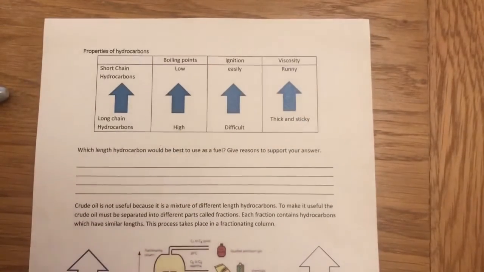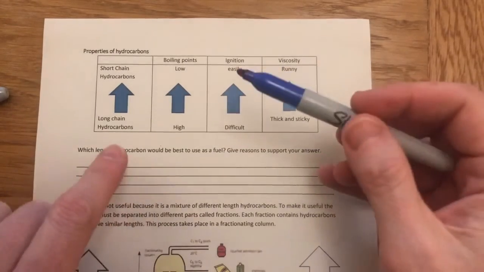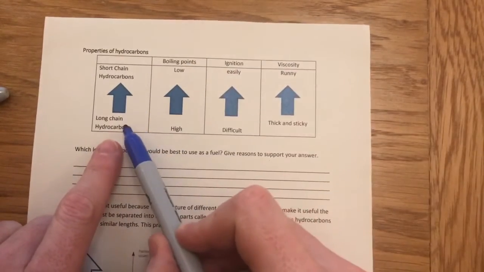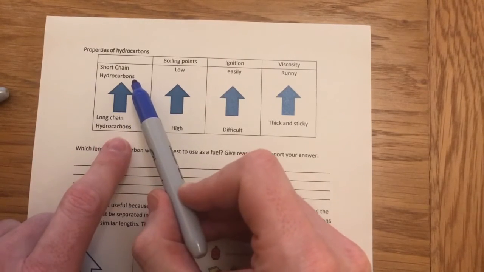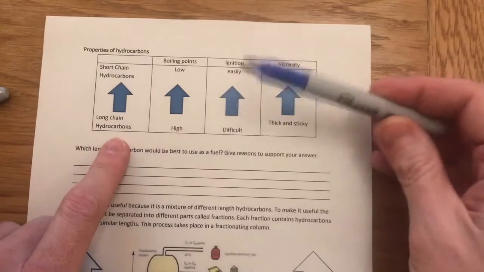Okay, in this video we're going to have a look at some properties of hydrocarbons. Remember, the properties of hydrocarbons are based on the chain length, so the number of carbon atoms in the hydrocarbon chain. So in my table here I've got long hydrocarbons working up to short hydrocarbons to show you the differences. The first one we're going to look at is boiling point.